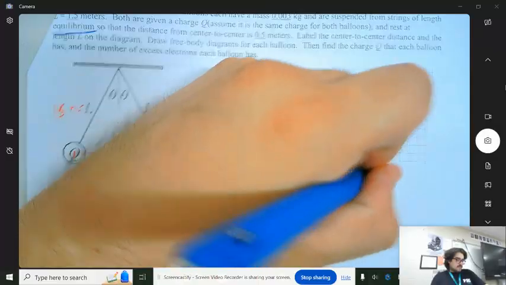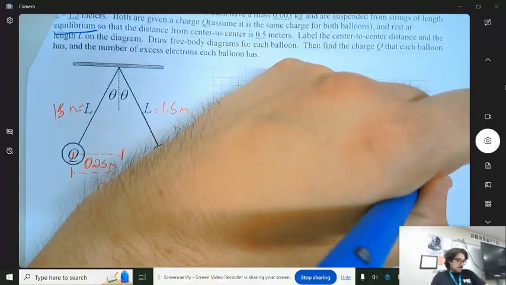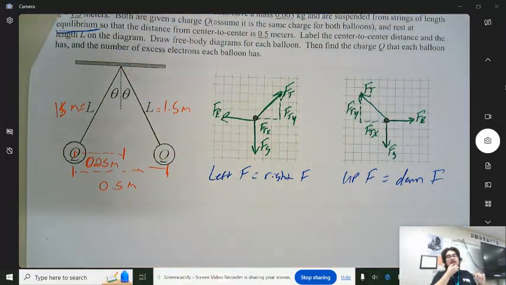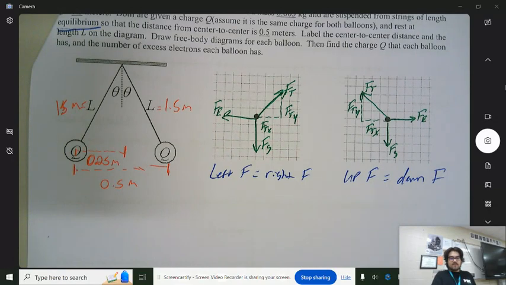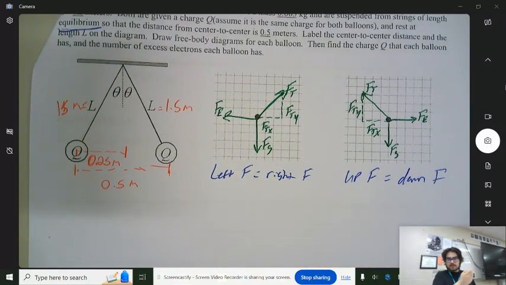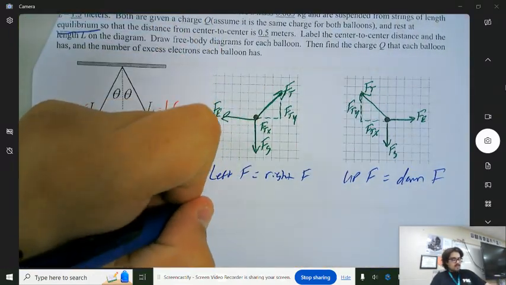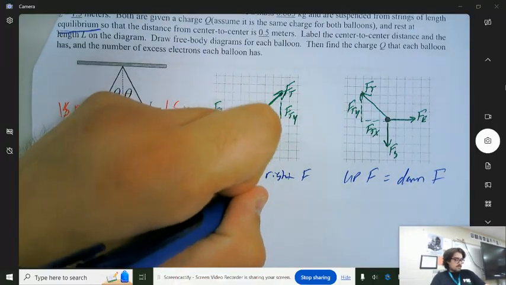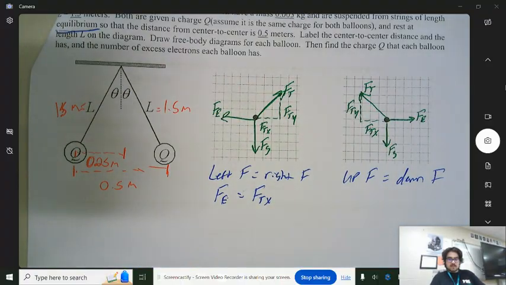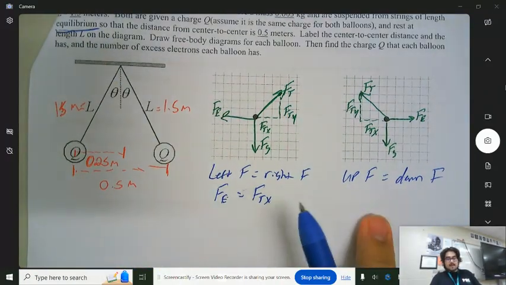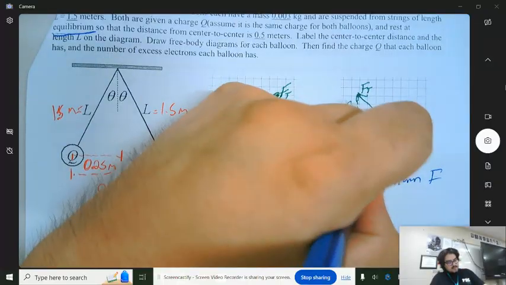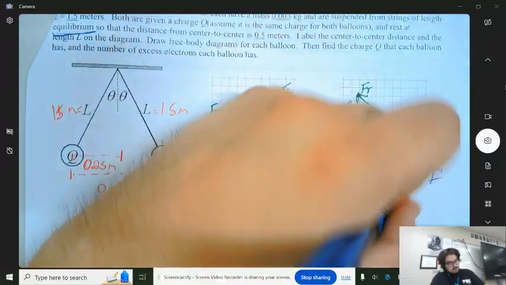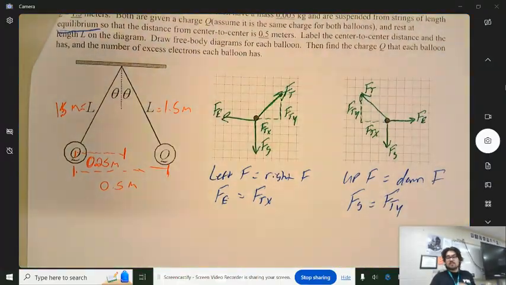And the up forces must equal the down. Okay, now when you have this, that means everything has to balance each other out. So if we set the left and the right forces equal to each other, it doesn't matter which one you pick, because it's going to be the same thing. You'll notice that the electric force should be equal to the x component of the tension. And then the up forces and the down forces, you should notice that F sub g, gravitational force, should be equal to the y component of the tension.